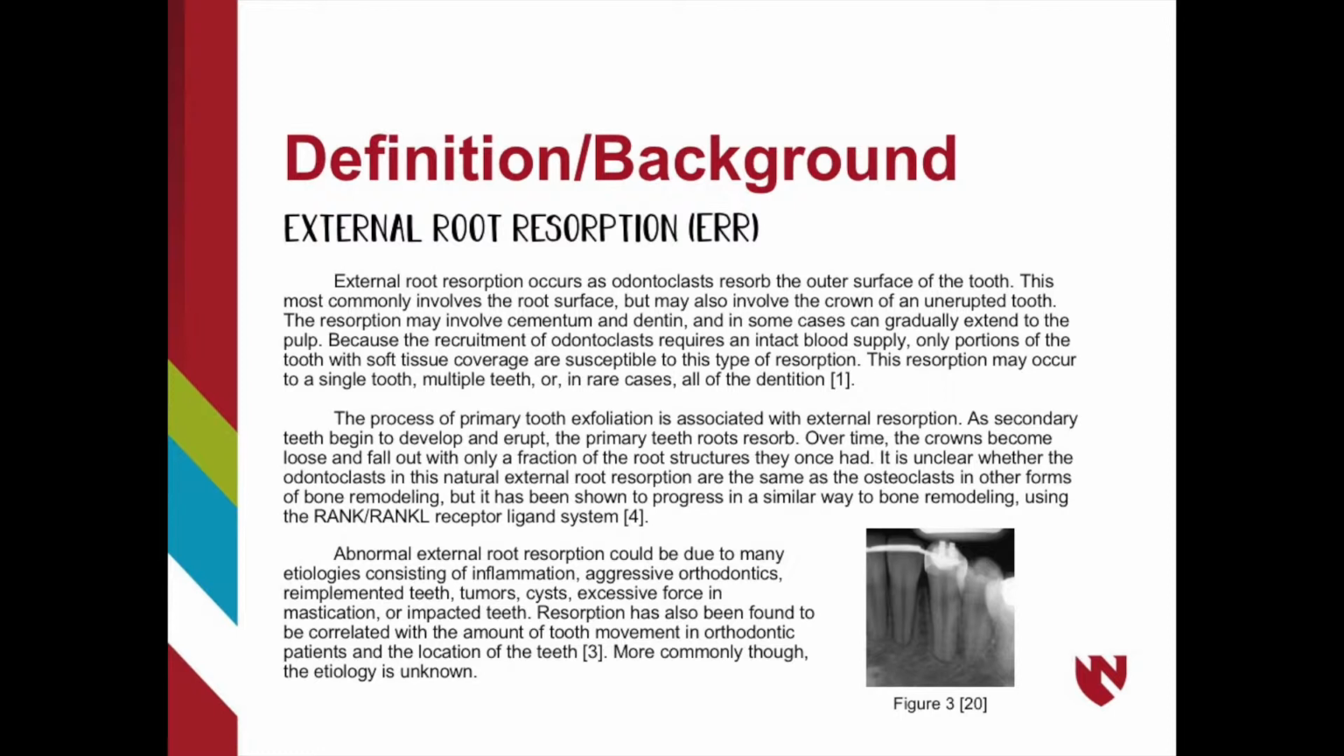RANK-RANK-L receptor ligand system. Abnormal external root resorption could be due to many etiologies consisting of inflammation, aggressive orthodontics, re-implanted teeth, tumors, cysts, excessive force in mastication, or impacted teeth. Resorption has also been found to be correlated with the amount of tooth movement in orthodontic patients and the location of the teeth. More commonly, though, the etiology is unknown. In Figure 3, the root apices of the teeth appear shortened and blunted rather than their normal tapered shape, indicating external root resorption.